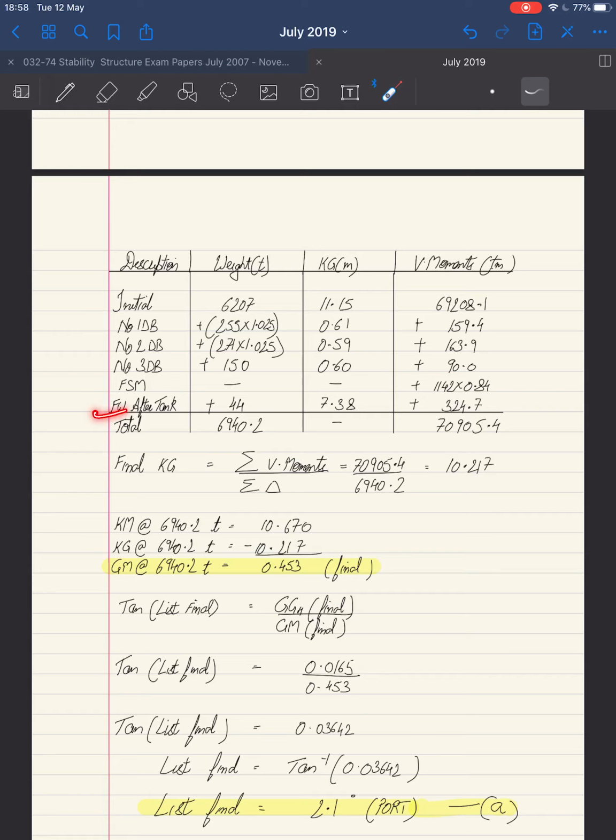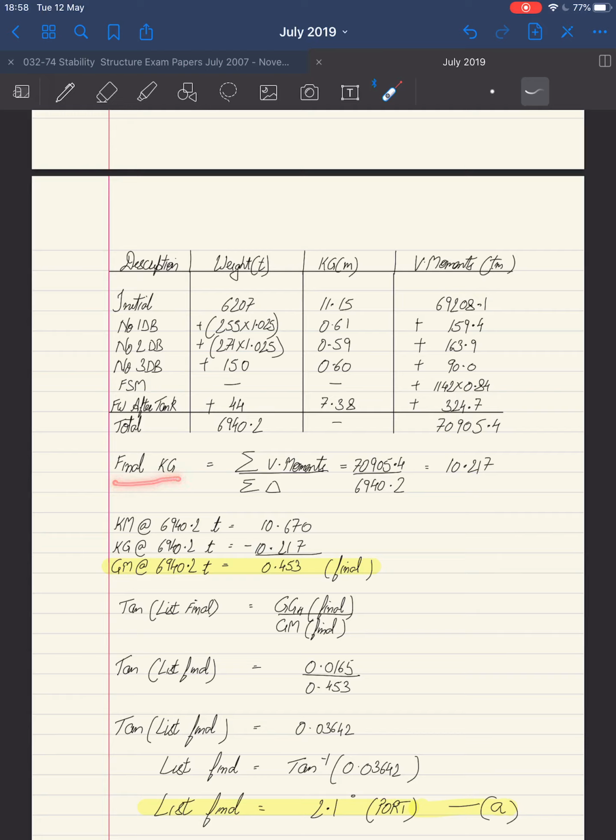After this, the fresh water after tank was filled up. So it is 44 tons and the KG is 7.38 meters. So we have got its associated vertical moments by multiplying these two numbers. We'll now sum up the table. So the total weight is the sum of all these values, which has come up as 6940.2 tons. And we'll sum up all these values and the final vertical moment has come up as 70905.4.